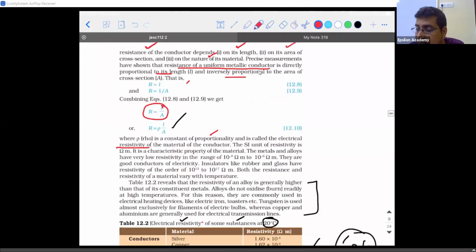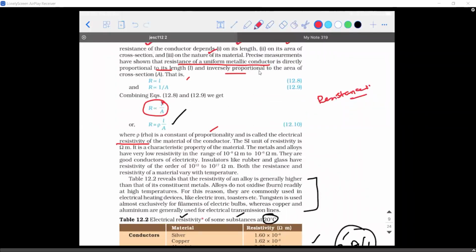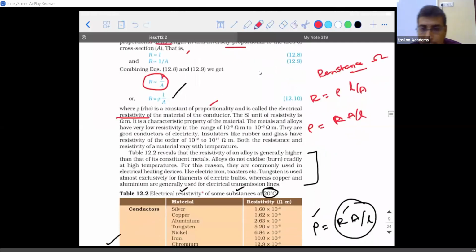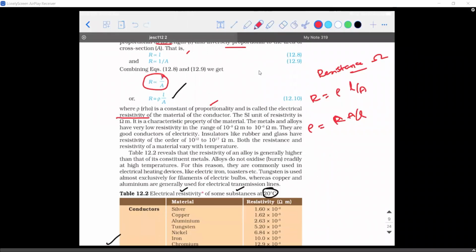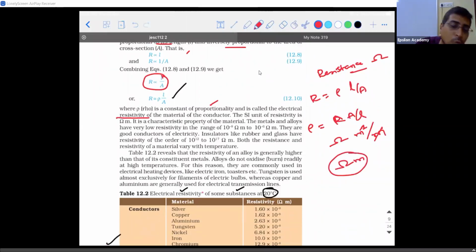So what is the unit of resistance? So unit of resistance is ohm, right? Now R is equal to rho into L divided by A. So rho will be equal to R into A divided by L. Accepted? Rho is equal to R into A divided by L. Correct? So R is measured in ohm, area is measured in meter square, and length is measured in meter. Meter and meter will get cancelled. So if I take the ohm meter as a measuring parameter, then that is what we call resistivity.